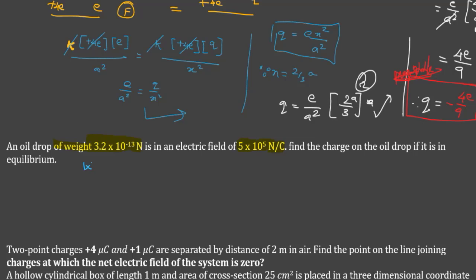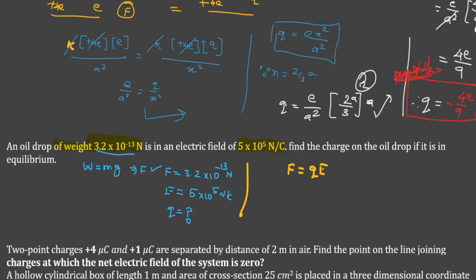They are asking about charge. So we know that weight is nothing but mg, but they have given it in terms of Newton. So weight is nothing but force. So the given force is 3.2 into 10 power minus 13 Newton, and E is given 5 into 10 power 15 Newton per coulomb. They are asking about Q. So based on this, we already know the formula: F is equal to Q into E. Now we can easily calculate Q is nothing but F by E.